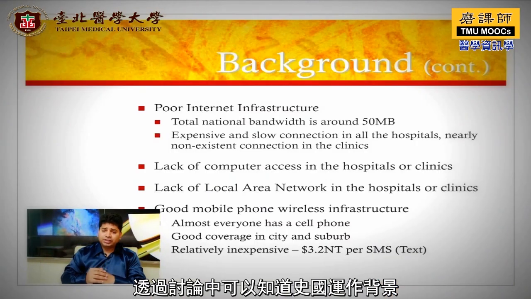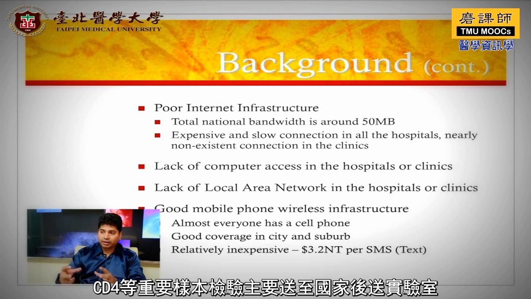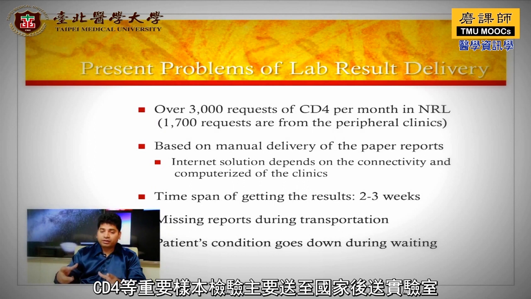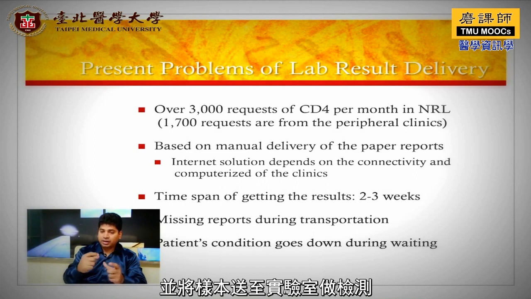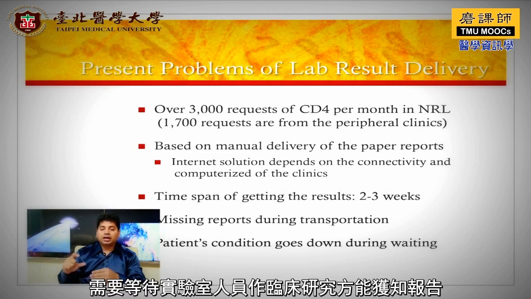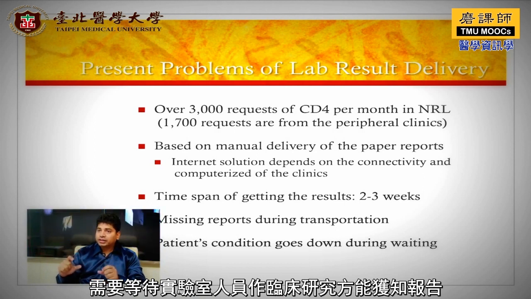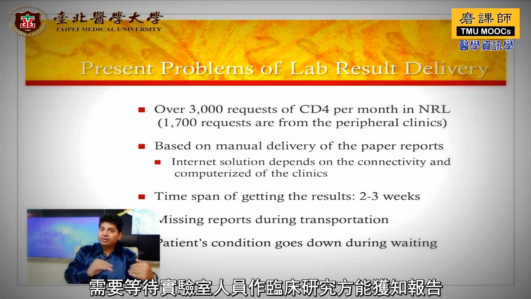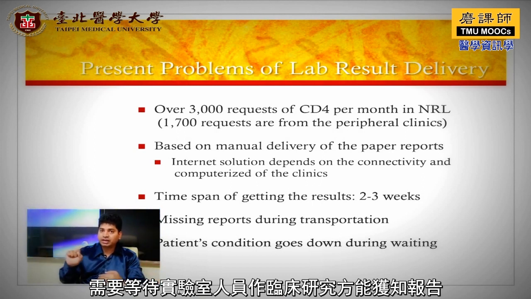These are the things that came out of our discussion: the CD4 counts and, most importantly, the blood examinations are sent to the national referral lab using courier, meaning staff carry blood samples to the laboratory. The results at the lab are ready within 2 to 3 days. However, the results are kept in the pigeon box, awaiting staff from the clinics to come physically and collect the reports.